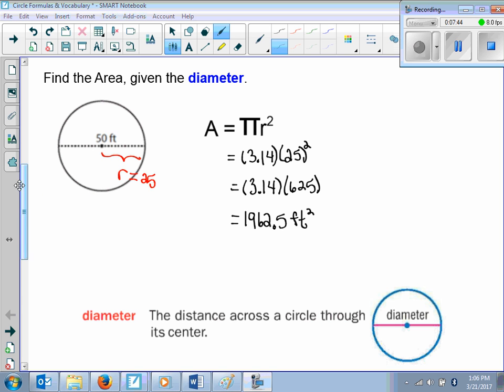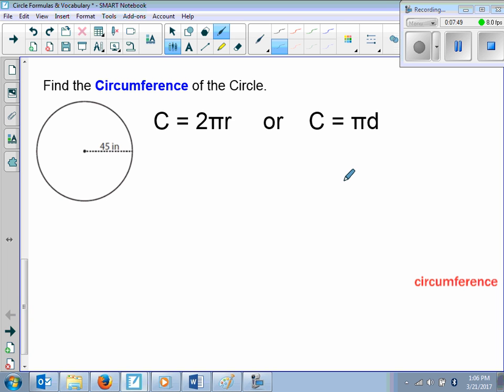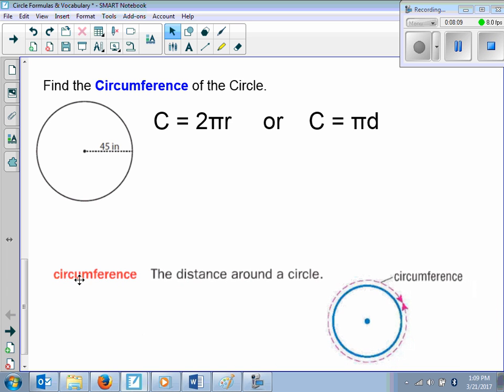So the next example is the circumference of a circle. Okay, so write down your direction. We want to find the circumference of the circle. Draw your diagram and write your formulas. Okay, so the definition of the circumference is the distance around the circle. Please make sure you write your definition and draw your diagram.